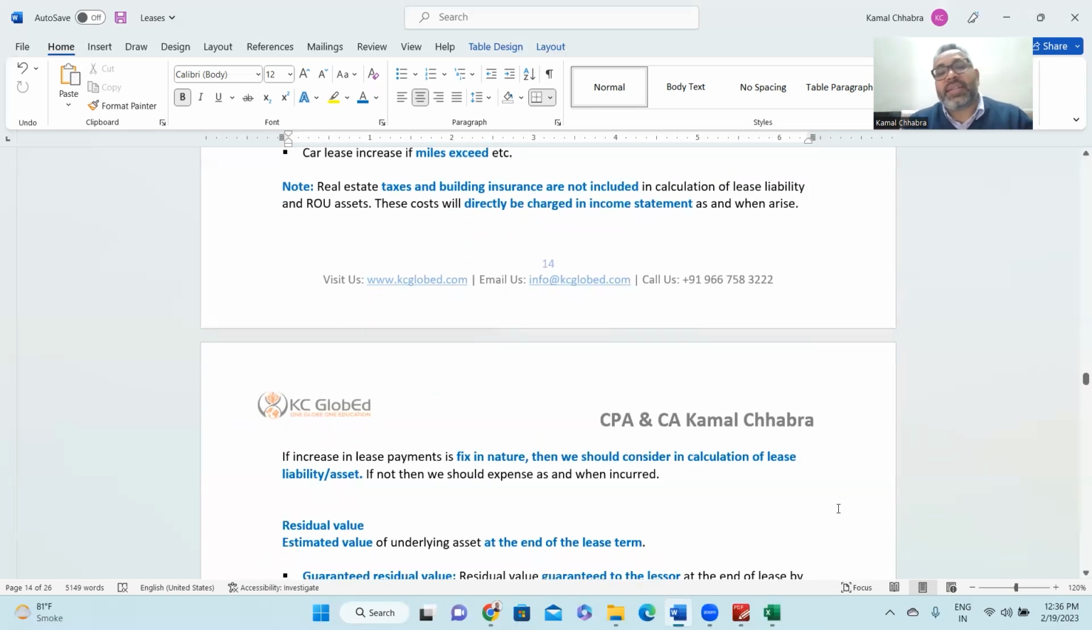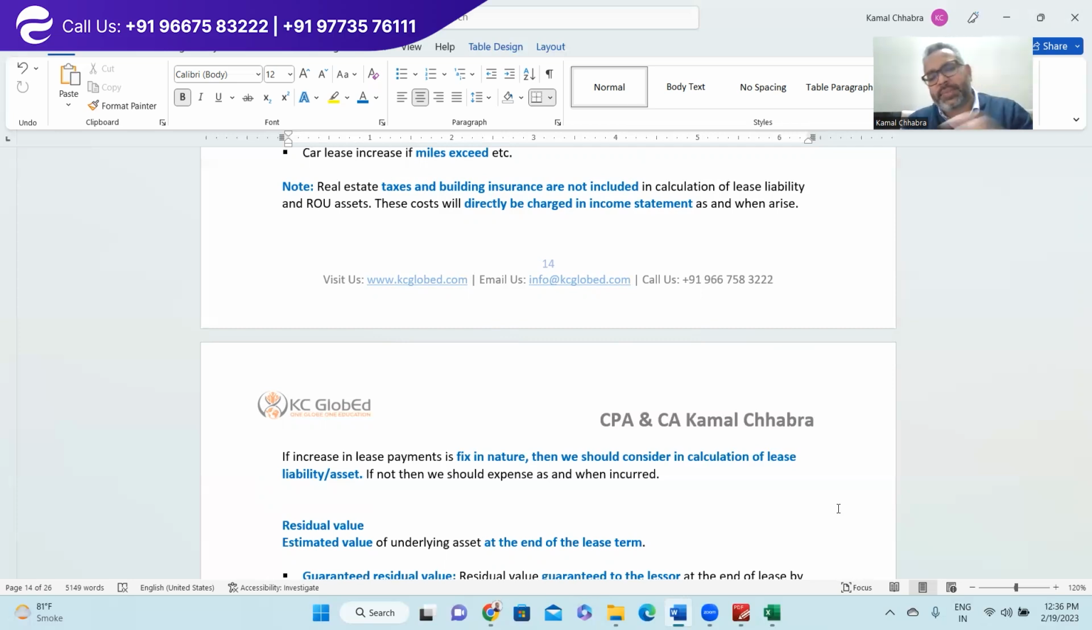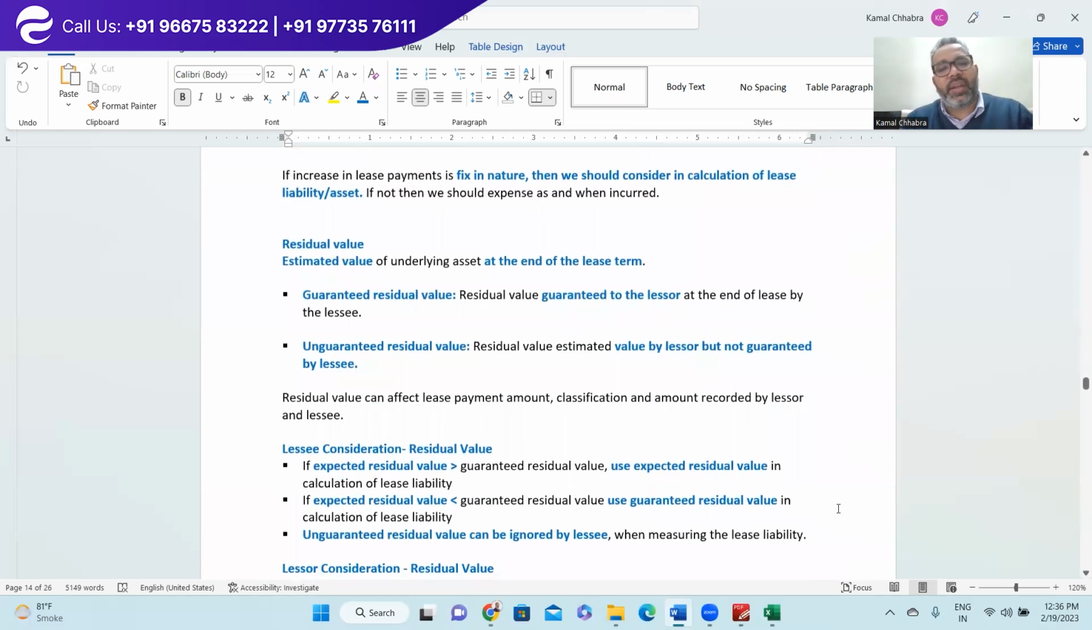Keep in mind the real estate tax and building insurance are not included in the calculation of lease liability because those are actual expenses, right? These costs will directly go to the income statement as and when they arise. It is not a capital expenditure, it is a revenue expenditure. Make sense? If an increase in lease payment is fixed in nature, then we should consider it in the calculation of lease assets or liability. If not, then we should expense it as and when it is incurred.